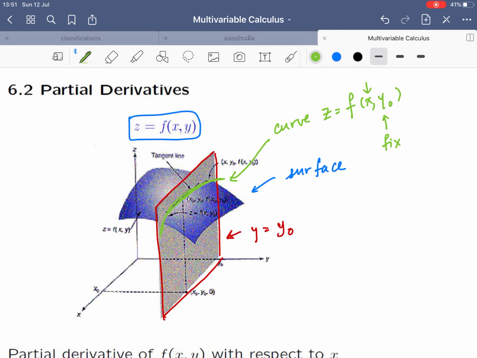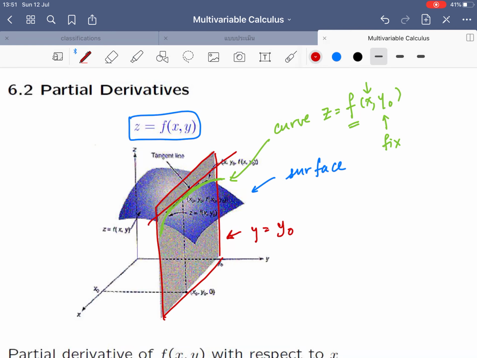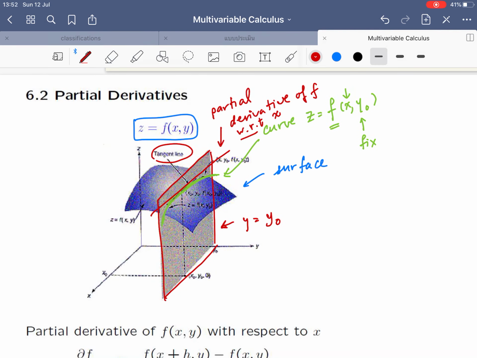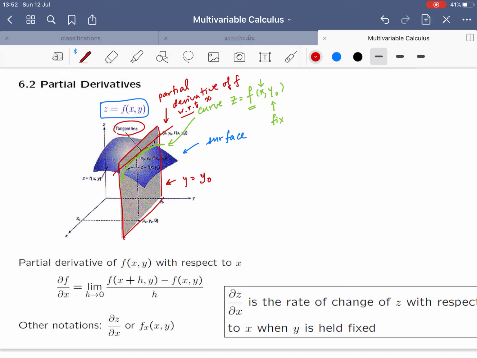After that, you are going to find a derivative with respect to the variable x. The derivative with respect to the variable x will represent the tangent line to that green curve, the curve z equals f of x, y0. This one we call the partial derivative, the slope here: the partial derivative of function f with respect to, we are going to abbreviate by WRT, the variable x. To define it in terms of a limit, we are going to use a limit like this, because the only thing that is changed is your x variable.